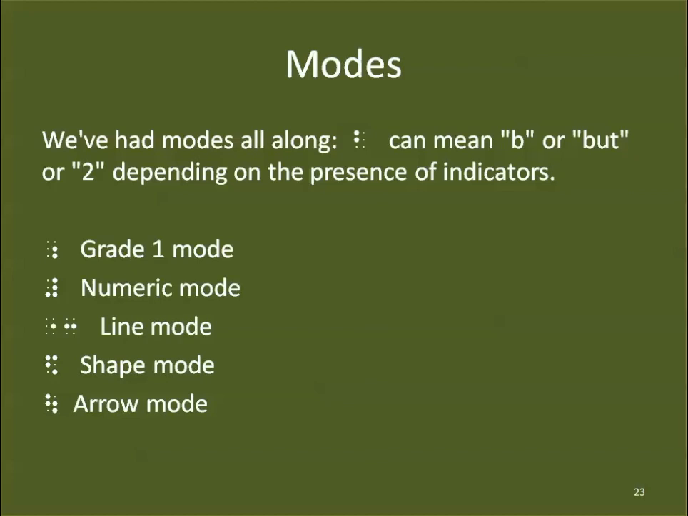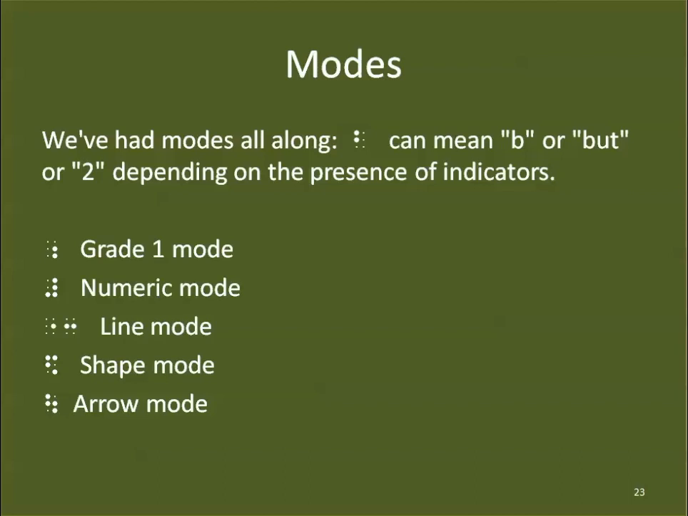So we've just been talking about capitalized word mode, and as I mentioned, mode just means a different way of reading the next cells, for instance, reading the next cell or cells as capitals as opposed to lowercase. That's a mode. We've had modes all along. For instance, another example is dots 1 and 2. That dot configuration can mean the letter B, or it can mean the whole word but, or it could mean the number 2, depending on the presence of indicators. So that's what a mode is. It's just another way of reading what comes next.